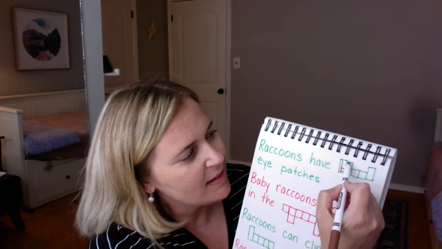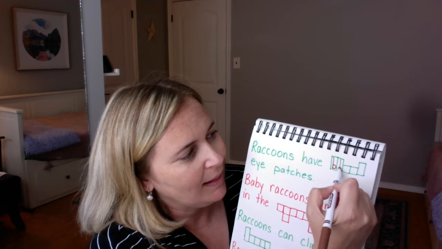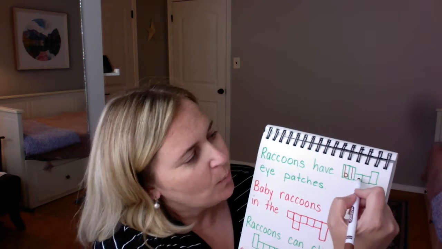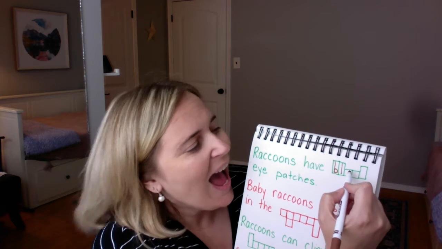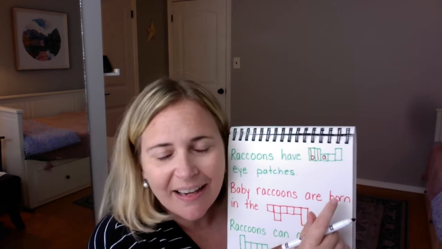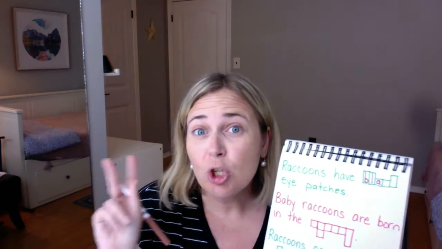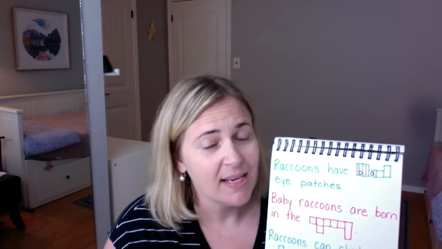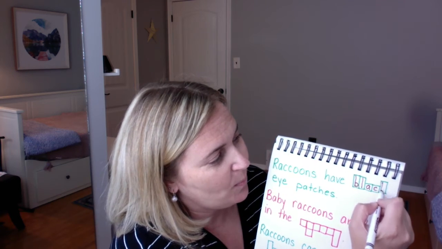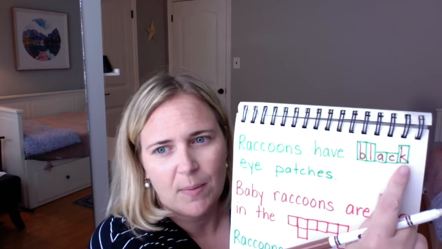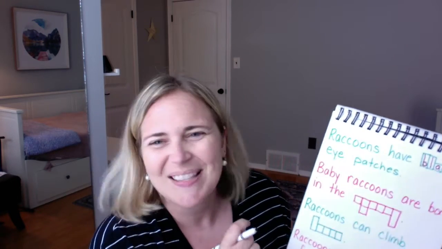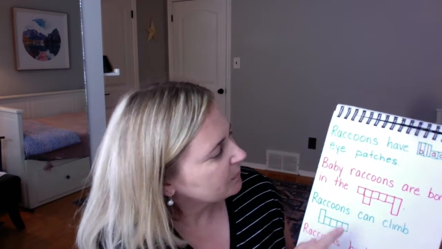So L is the next letter in black, and it's another tall letter. Then I have to do black. Now we have 2 letters that can say K. We have a C and a K. This one has both a C and a K in the word black, and K is a tall letter, so I need to make it tall again. So now the sentence says, raccoons have black eye patches. All right, let's do the next one.